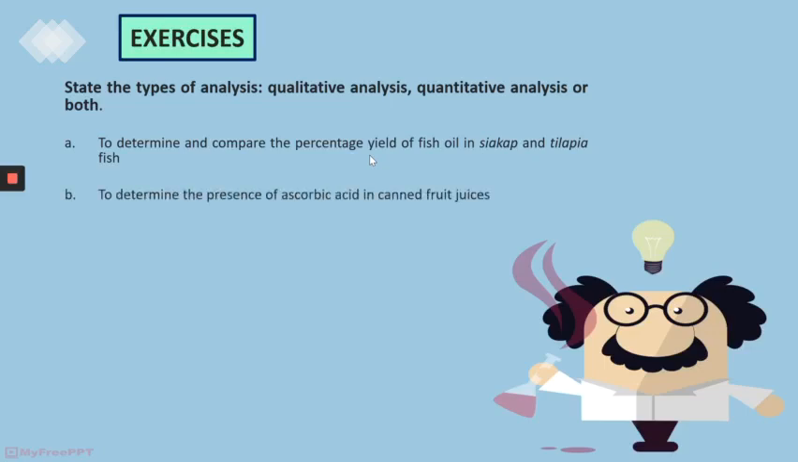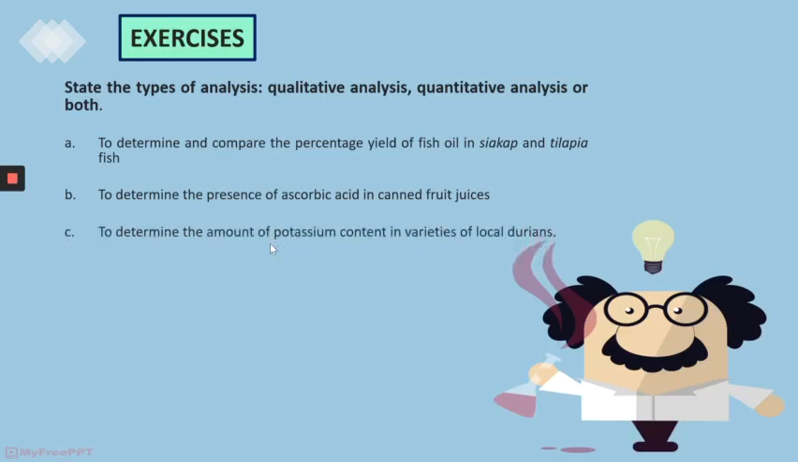Look at B. To determine the presence of ascorbic acid in canned fruit juice. Presence of ascorbic acid. The keyword is here. So presence or absence. So it refers to the qualitative analysis.